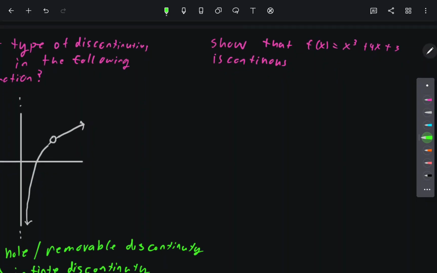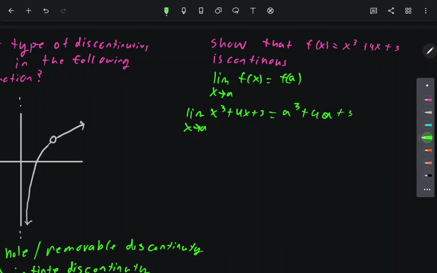So now we want to show if f of x is continuous again. Once again, we're going to use the definition of being continuous, which is if the limit as x approaches a of f of x is equal to f of a. Well, let's see. So we have the limit as x approaches a of x cubed plus 4x plus 3. And is that equal to a cubed plus 4a plus 3?